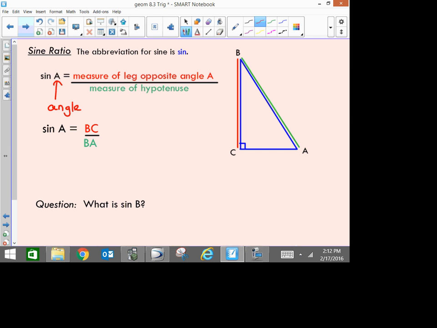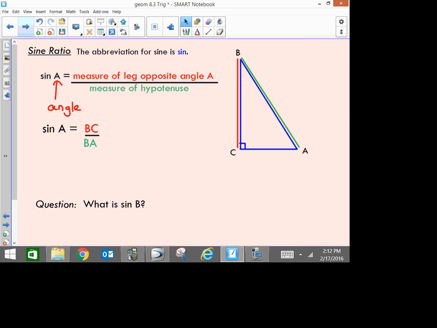If you take the measure of the leg opposite angle A, here's angle A, which leg is opposite angle A? We talked about opposite a long time ago. BC, that's in red. And then, of course, the hypotenuse is AB or BA.